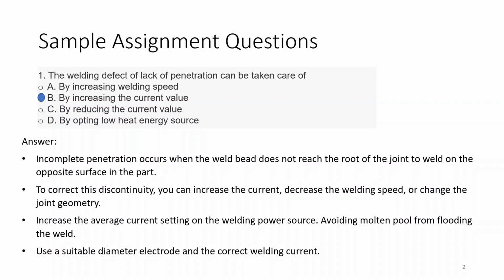Okay, so increasing welding speed will only reduce the penetration. So you have to decrease the welding speed. The longer the time you take at a place, the more time it will have to penetrate the entire thickness of the weld.